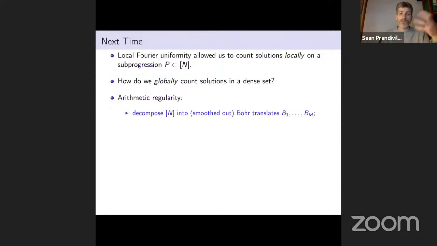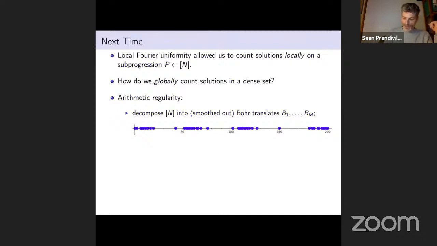They'll look in some sense like Bohr sets, or translates of Bohr sets, or smoothed out Bohr sets, sort of weighted functional versions of the indicator function of a Bohr set. And on each of these pieces, we'll get Fourier uniformity. Now, if you want, you could just think of these as dense progressions. They're not in general dense progressions, but that might be easier for you, just to get a picture of what's going on in your head. So here's a picture.